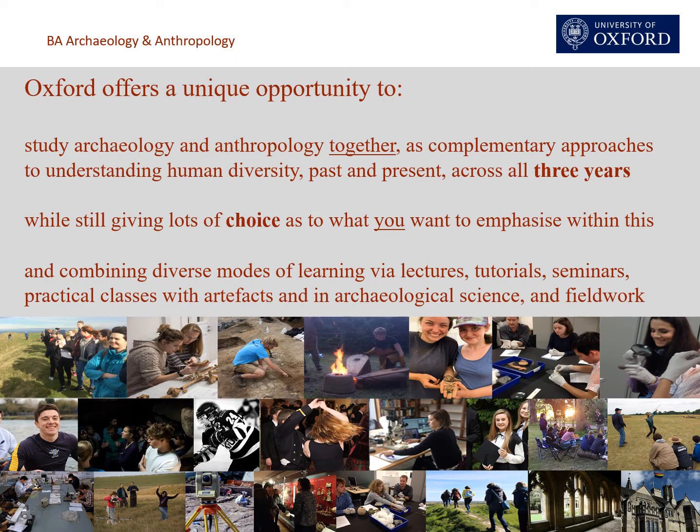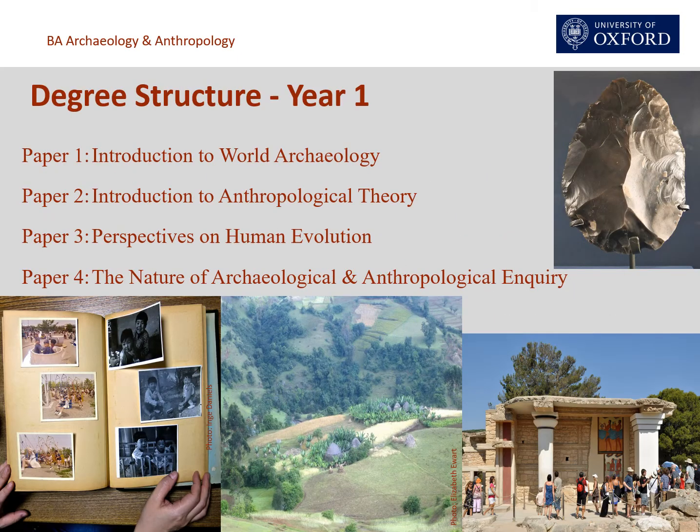So let's now have a look and see a little bit more about how the degree is structured. We assume that when people come up to Oxford, they know relatively little about either archaeology or anthropology. So the first year consists of 4 papers which aim to introduce you to both of these fields.